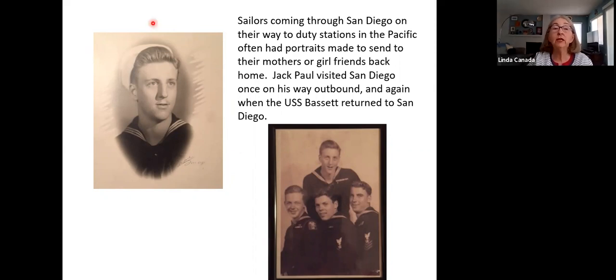When sailors came to town in San Diego, most of them went to a photography shop and had a picture taken for their mom. And some of them went back to the same shop and had a photo taken when they arrived back in San Diego and sent it to their mom as well. Jack Paul remembers the beautiful sunsets. He remembers the beaches. He remembers the hillsides. He returned to Indiana and never came back to San Diego again. But he is typical of many of those people who either came out here during the military or working at the construction plants, and they remembered San Diego, and many of them came back to make it their home.